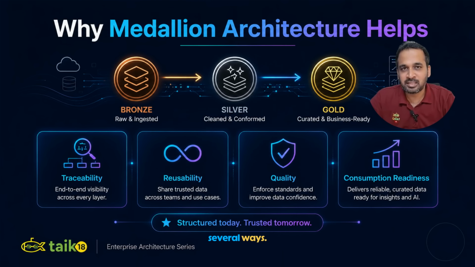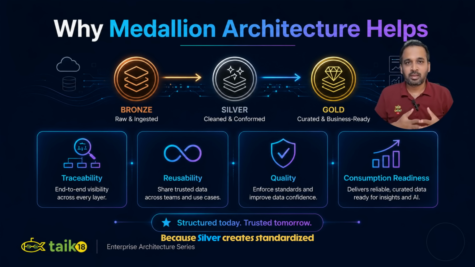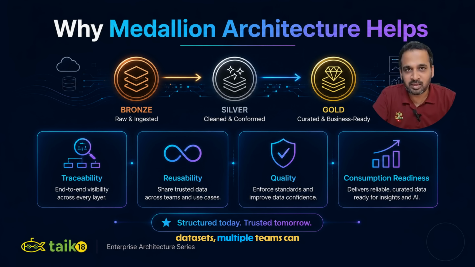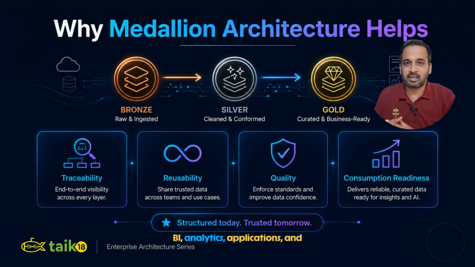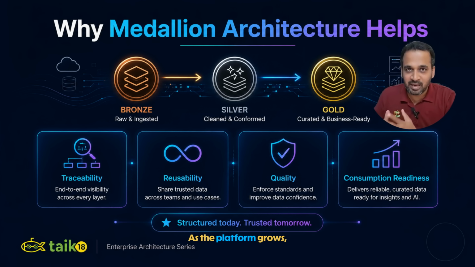Medallion architecture helps in several ways. First, traceability. Because bronze preserves raw data, we can trace back to the source. Second, reusability. Because silver creates standardized datasets, multiple teams can reuse the same prepared data. Third, data quality. Each layer can apply specific quality checks. Fourth, consumption readiness. Gold creates data products that are ready for BI, analytics, applications, and AI. Fifth, scalability. As the platform grows, the layered structure prevents confusion.